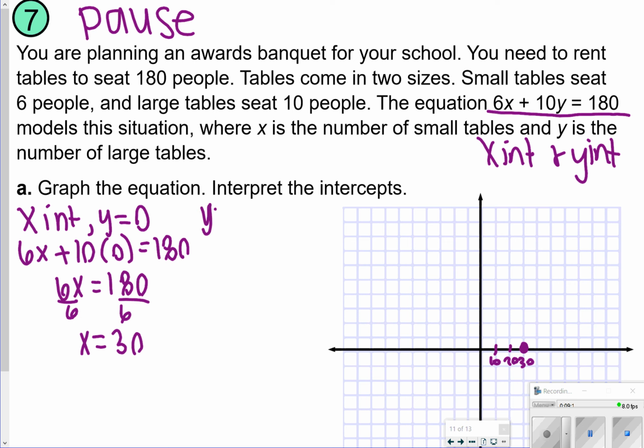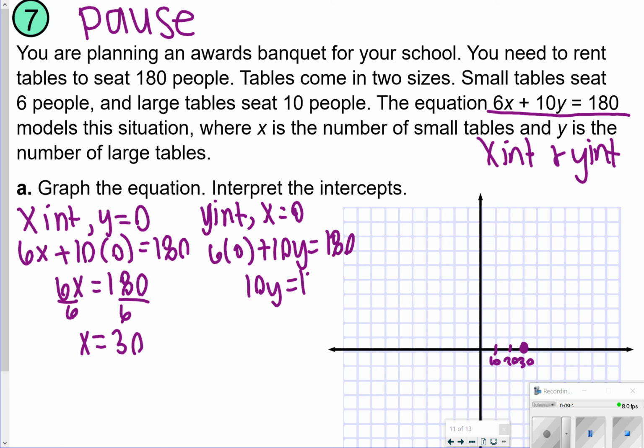For the y-intercept, I need x equals 0, so 6 times 0 plus 10y is equal to 180. That's basically 10y equals 180, and then I divide both sides by 10, y is equal to 18. So up here I'll have 10, 20, so it'll be right here. So that's really kind of close together, but your graph should look very similar to that.